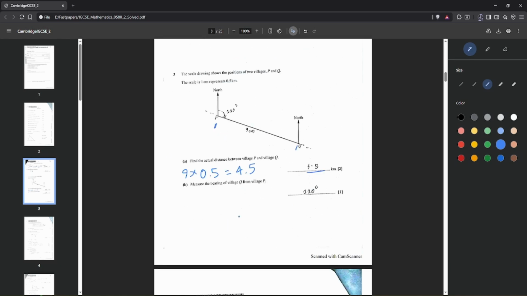Next question. Measure the bearing of village Q from village P. So you have to measure this angle using a protractor. If you use a protractor, you will get 110 degrees.